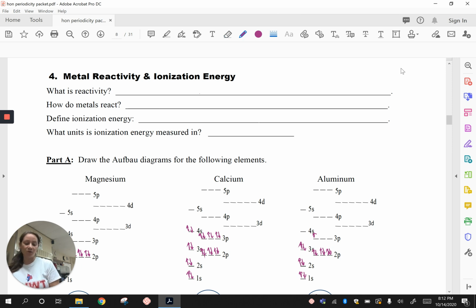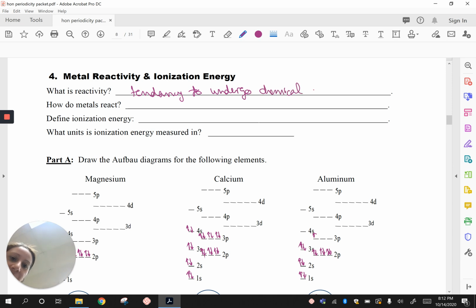What is reactivity? Well, reactivity is the tendency to undergo a chemical change. So let's write that down first. Tendency to undergo chemical change. And if you remember, chemical changes occur by the transfer of electrons. So when electrons are lost or gained or shared, that's what causes chemical reactions, specifically valence electrons.